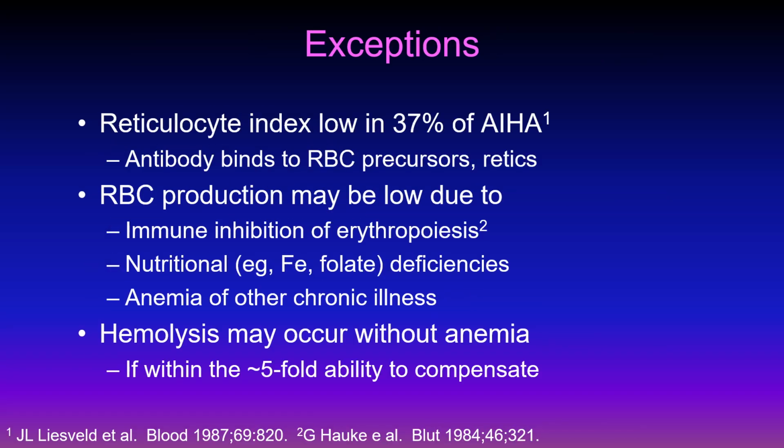There are many exceptions to these rules. The reticulocyte count may be low in patients who are destroying red cells. This happens a third of the time because the new red cells, called reticulocytes, are also being destroyed. Patients who have other blood conditions, such as a nutritional deficiency, such as iron or folate deficiency, may not make a lot of good red cells to compensate for those that are being destroyed. And finally, and this is very common, you can destroy an enormous amount of red cells without becoming anemic. We have about a 5-fold increased capacity to make new red cells to compensate for those which are being destroyed.